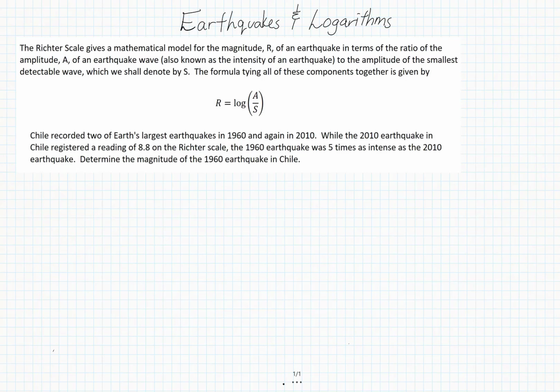Today we're going to be talking about earthquakes and logarithms. So in the 1930s, Charles Richter developed the Richter scale, which gives us a mathematical model for the magnitude of an earthquake in terms of a ratio between the amplitude of the earthquake wave, which is usually measured by a seismograph, and we call it the intensity of the earthquake, compared to the amplitude of the smallest detectable wave, which we'll denote by S.